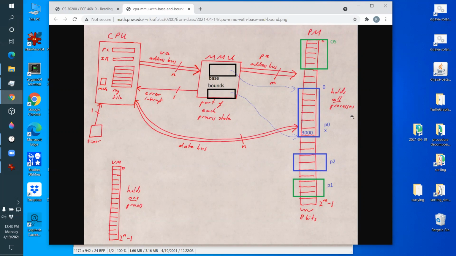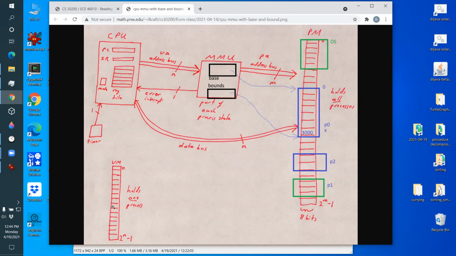So when you do a context switch from this process to that process, from process 0 to process 2, you take all of process 0's registers, including the memory management unit, the base and bound register, and put them in the process control block. Then you go to the other process control block and copy everything in. So the process control block now includes the base and bounds registers.